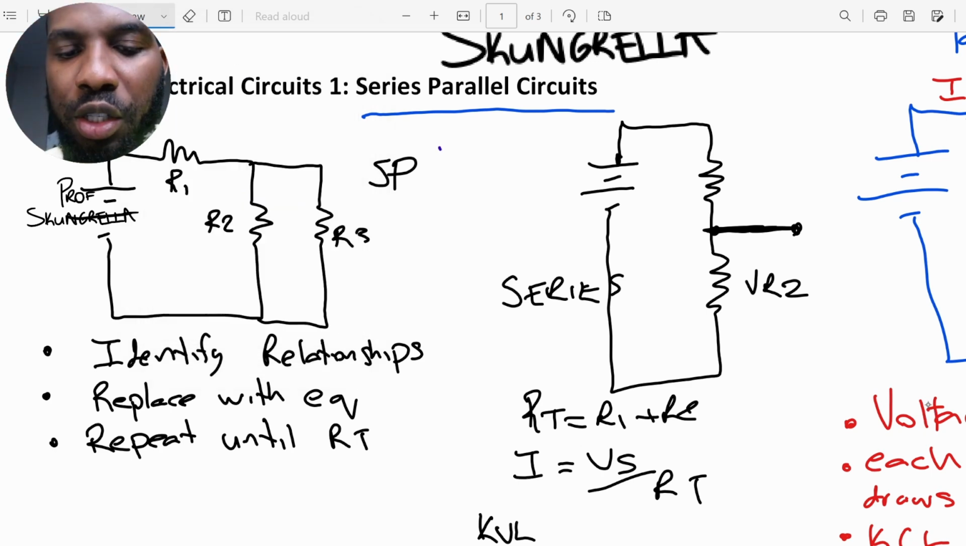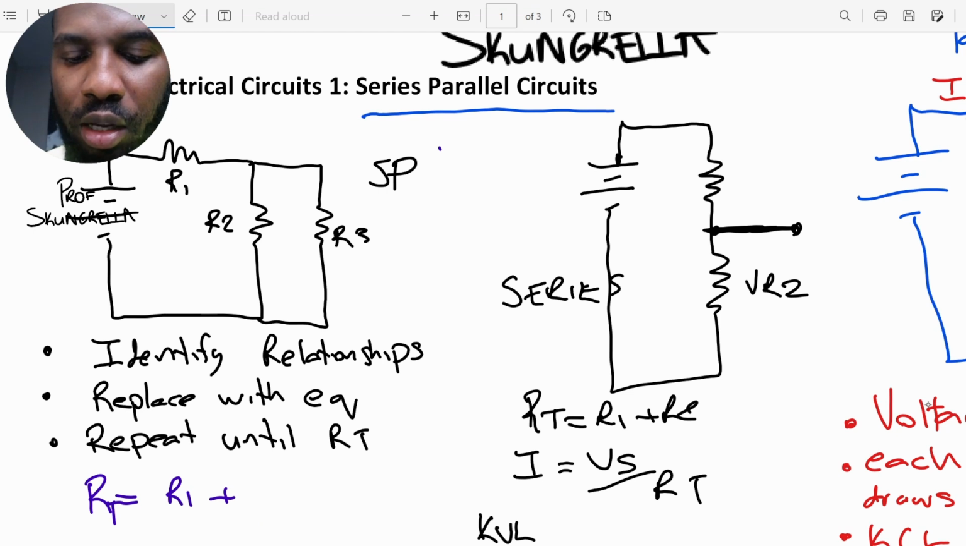So what is the relationship between these two resistors? They're actually in parallel. And then if you replace these two with one resistor, that resistor will be in series with R1. So we can say that RT is going to be equal to R1 plus the parallel resistance. Now for this one, we can use the product over the sum. Let's say it's going to be equal to R2 in parallel with R3.